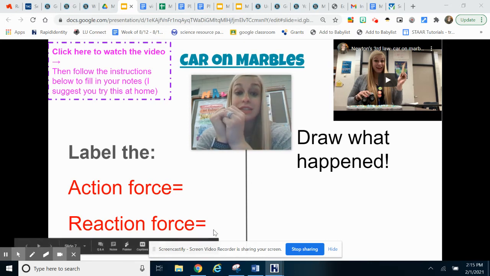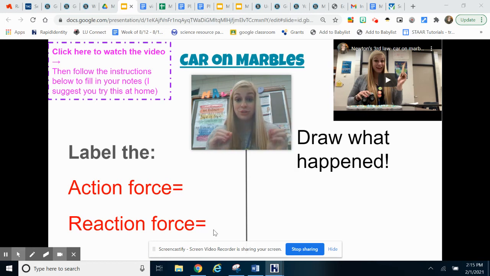When you do this, it needs to be the same two objects. So if the action, like going back to the soccer ball, if the action is on the soccer ball and the foot applies a force on the soccer ball, the reaction is the foot and the soccer ball. You can't just throw a new object in there. Same two objects, opposite direction. You got it.